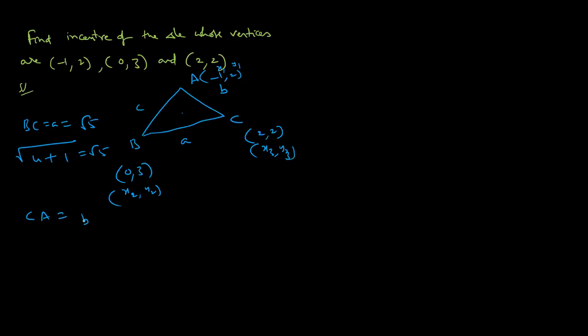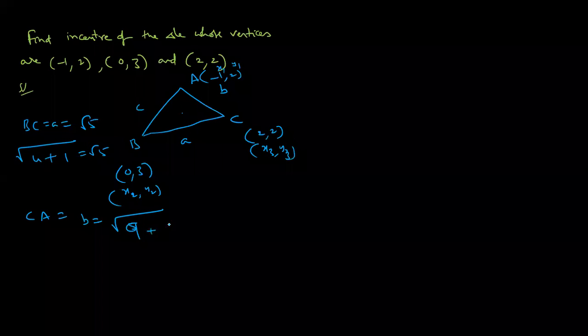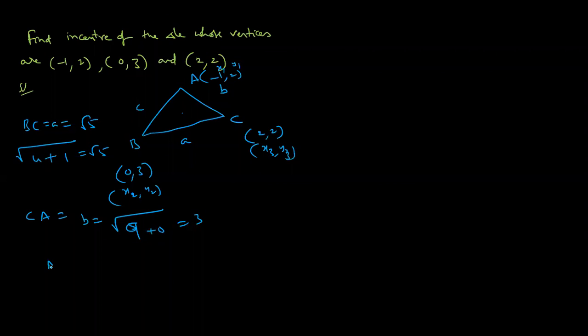CA, that is B. 3, sir. Yeah, 9. This is 2 plus 1 means 9 plus 0. Okay, 3. But what is speed? AB is equal to C. C is how much? I'm doing 1 plus 1. That means √2 is coming.